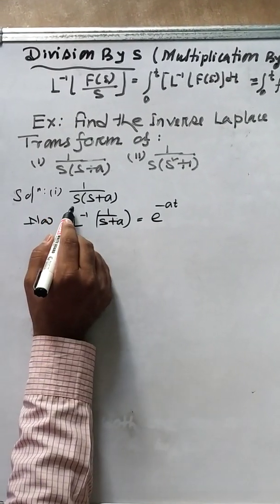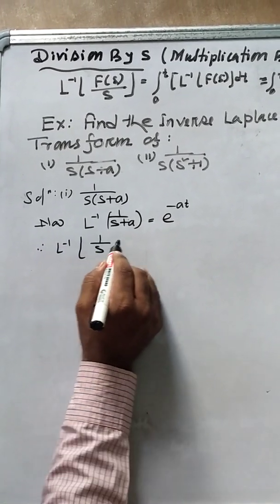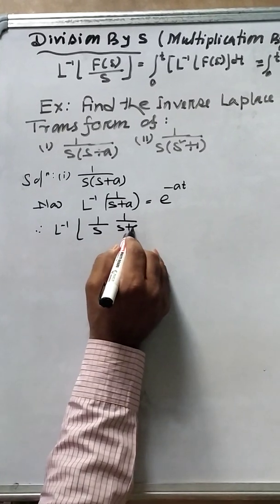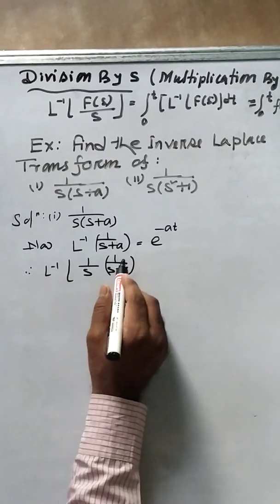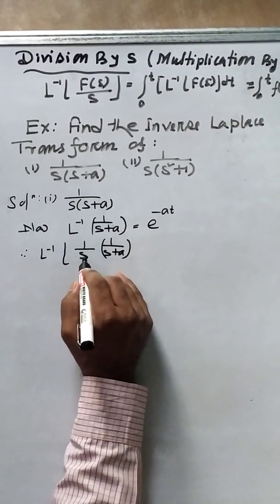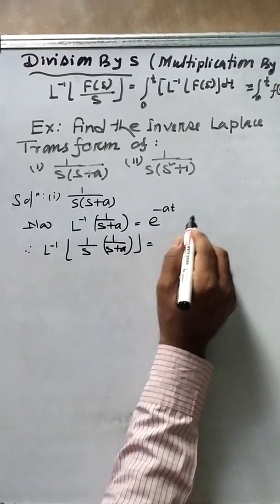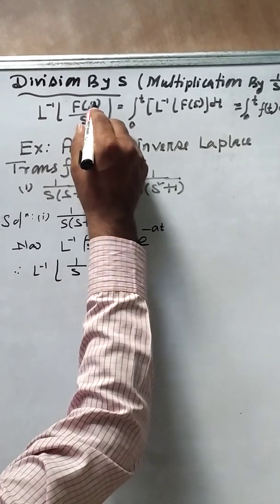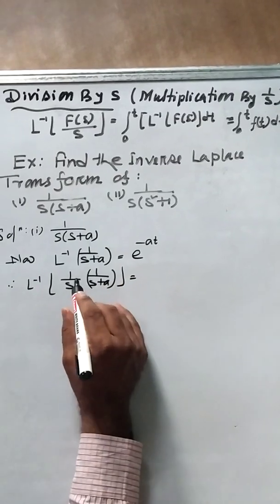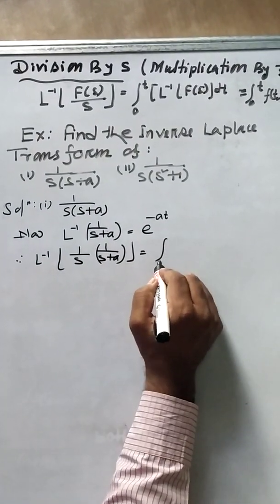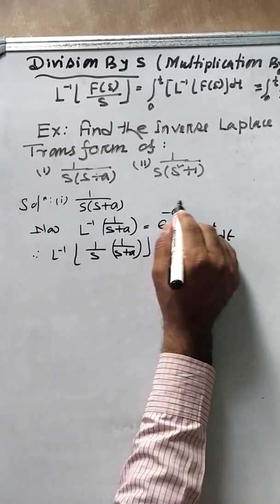Now we are dividing by s. Therefore L inverse of 1 by s(s plus a). So we divide by s, or multiply by 1 by s. The main formula is, if we divide F(s) by s, then the answer will be the integral from 0 to t of f(t) dt. So 1 by s, then integration from 0 to t of f(t) dt.